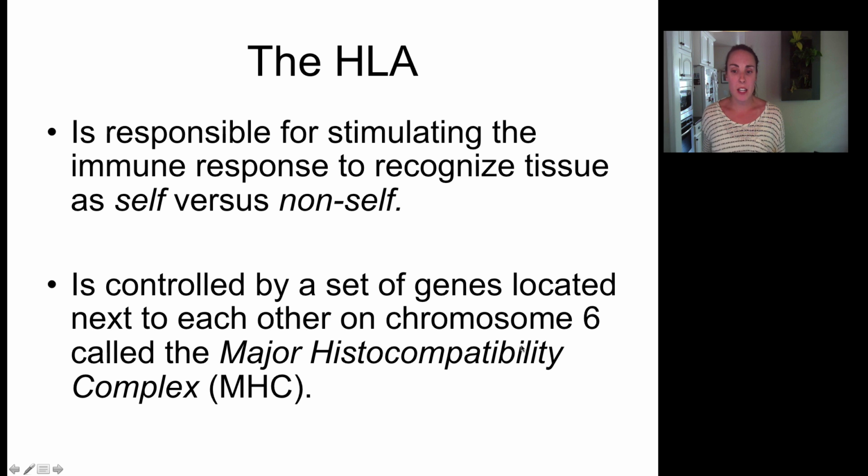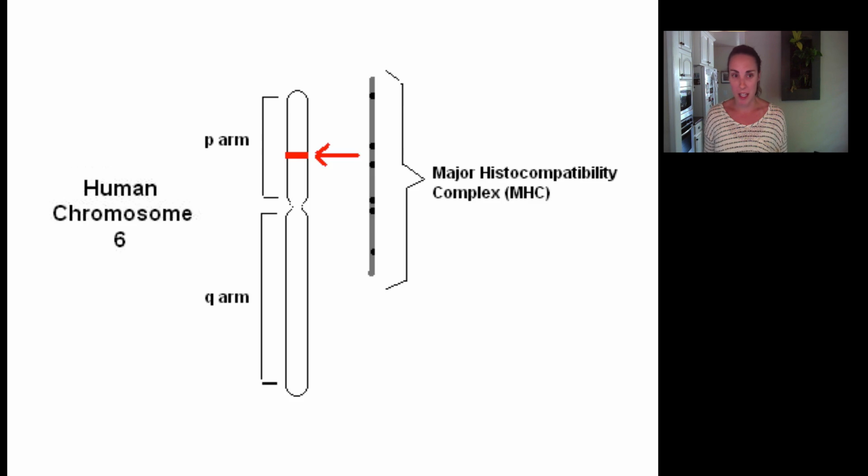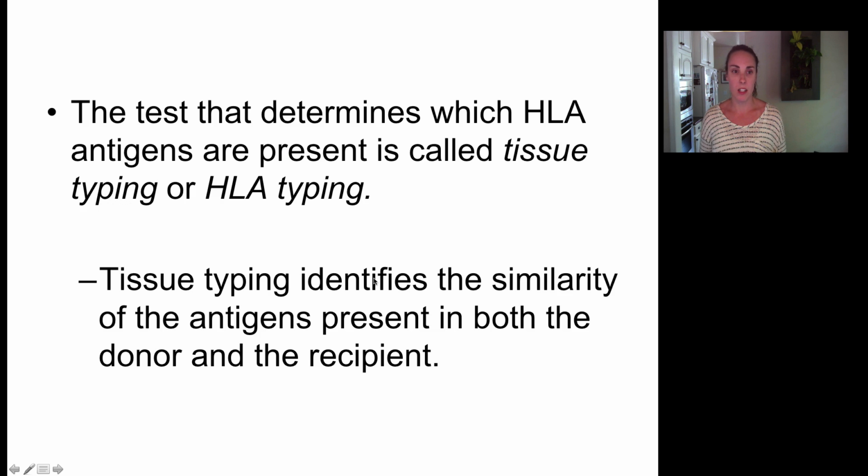So it's controlled by a set of genes located next to each other on chromosome 6, and this set of genes is called the MHC, or major histocompatibility complex. If you take a look at human chromosome 6, it's on the short arm, it's located here, and these are the genes. The test that determines which HLA antigens are present is called tissue typing, or HLA typing.